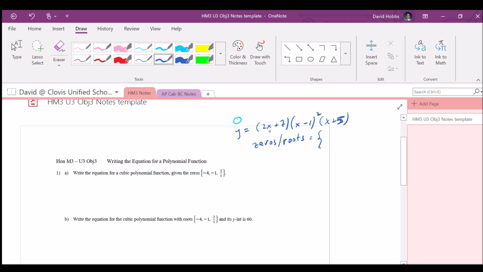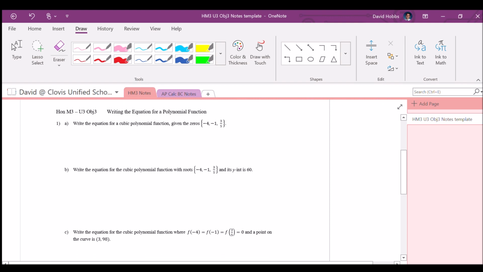And so since it's in factored form, I can set each factor equal to 0. So I get negative 7 halves. I get 1, of course, x minus 1 quantity squared, so the multiplicity would be 2 because it happens twice there. And I also get negative 5. So these are the roots, the zeros of that polynomial function. Well, we're going to be kind of going the reverse process here. And so it's kind of nice to remind ourselves of that.